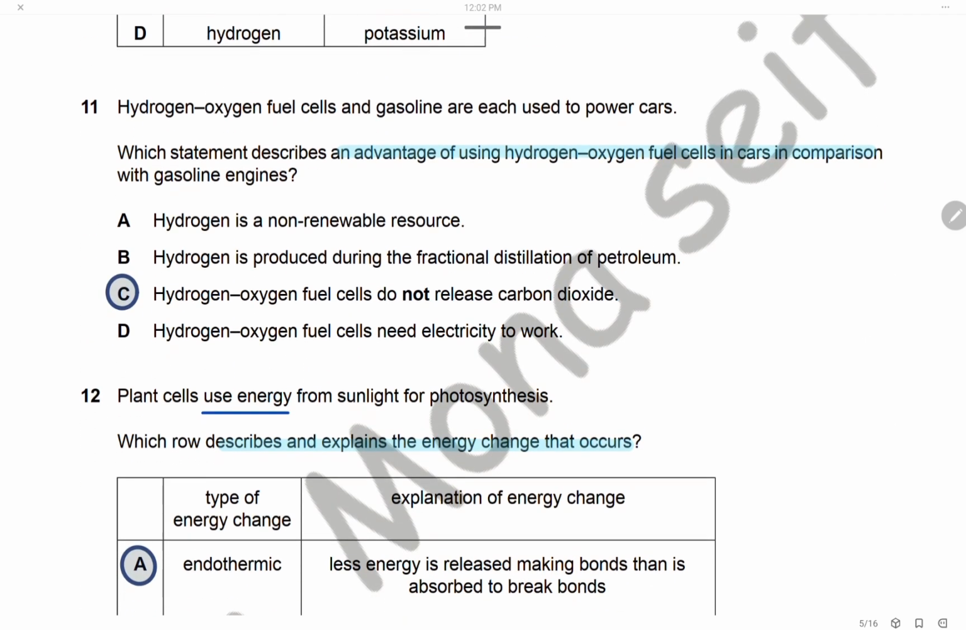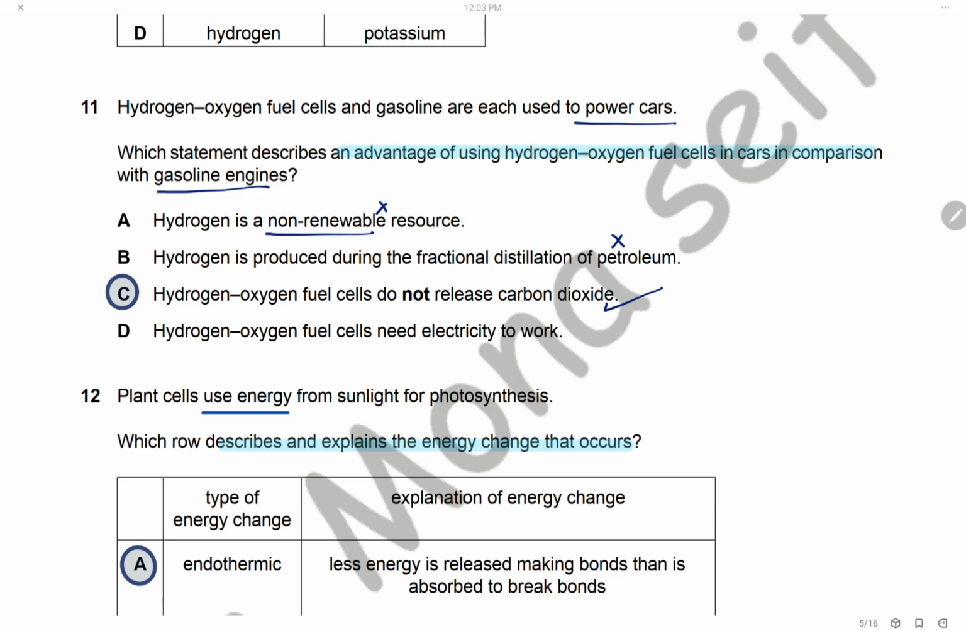Question 11. Hydrogen oxygen fuel cell and gasoline are each used to power cars. Which statement describes an advantage of using a hydrogen fuel cell in cars in comparison to gasoline engines? Hydrogen is non-renewable. Of course, this is not an advantage. Hydrogen is produced during the fractional distillation of petroleum. This is a wrong statement.